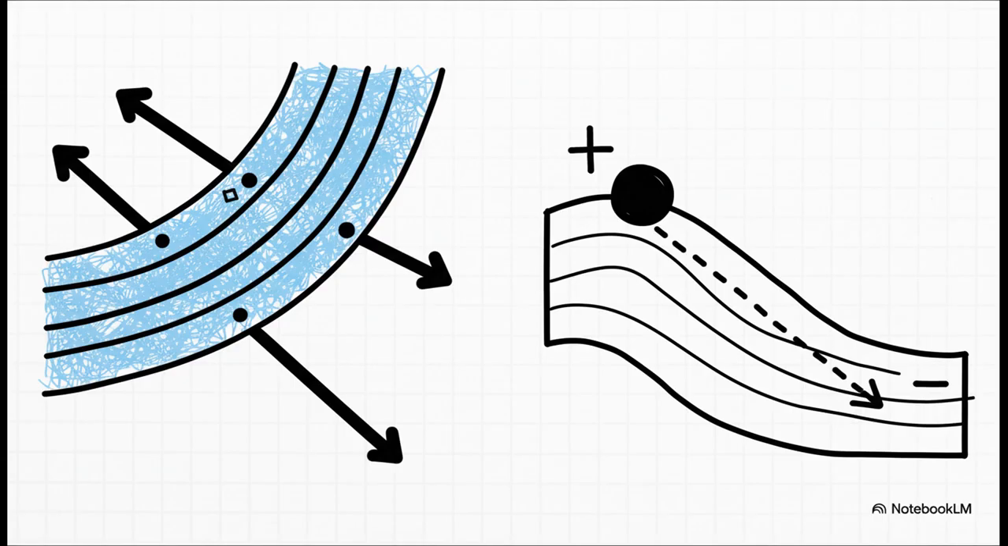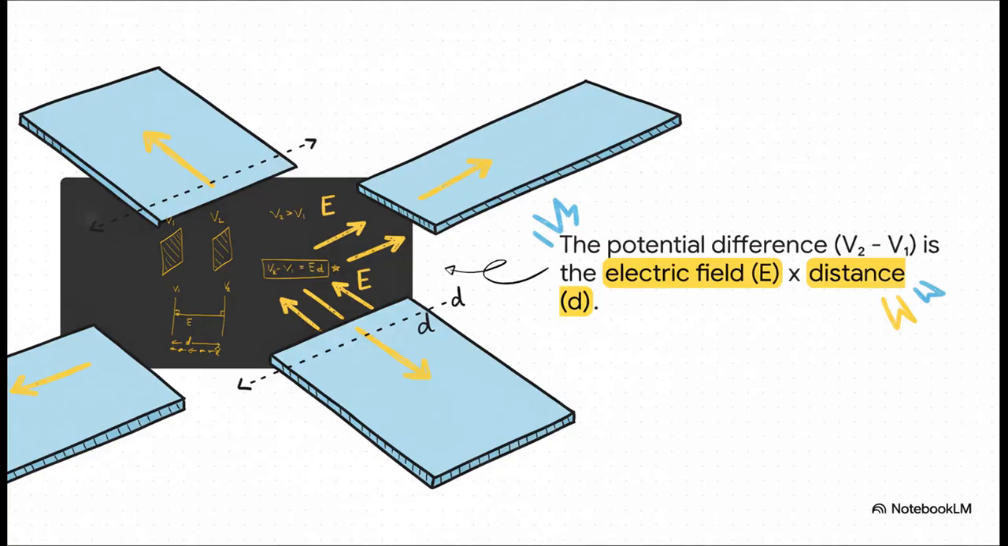And rule number 2, the electric field always points downhill. That is, from a place of high potential to a place of low potential. It's exactly like gravity. A ball is always going to roll down the steepest part of a hill, right? Perpendicular to the contour lines. Same idea here. Now, in the absolute simplest case, remember those parallel planes we just saw? The math is super straightforward.